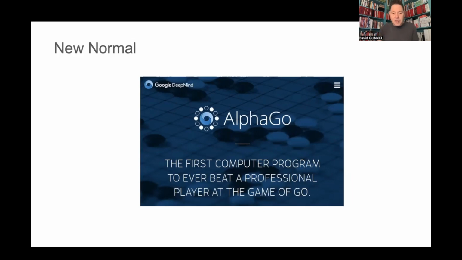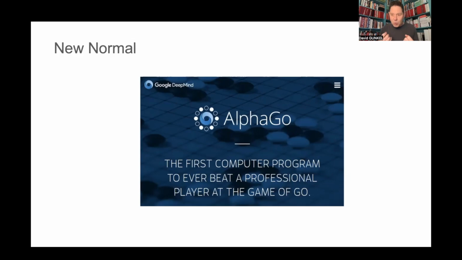And it proved its ability by beating a South Korean player of the game, one of the best Go players in the world, Lee Sedol. And it took 4 out of 5 games against Lee Sedol. And as a result, proved its capability of being able to play the game Go. Now, what's interesting about this algorithm isn't that it can win. I mean, that's clearly interesting.